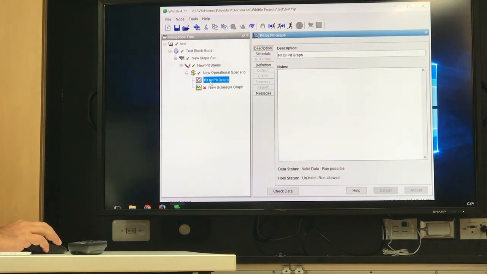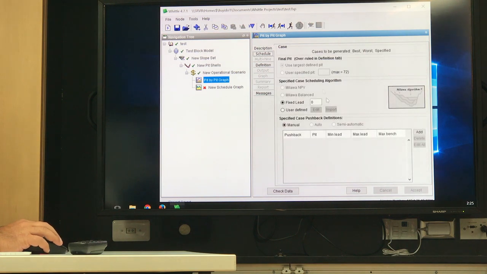Then the next important graph that needs to be produced is called the pit by pit graph. The pit by pit graph is going to show you all those pit shells that have been generated with all these constraints that you have introduced. So when we click on this, first don't change anything here and just click run.